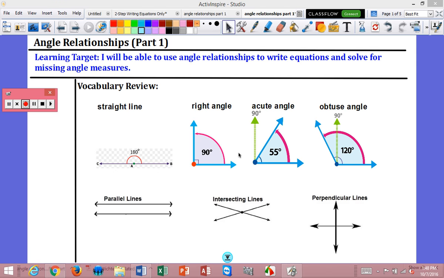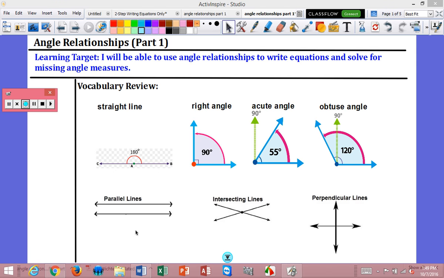So let's go ahead and review the vocabulary. First we have a straight line, and the main thing you want to remember about any straight line is that it's going to measure 180 degrees. Right angles measure 90 degrees. Acute angles measure less than 90 degrees. And obtuse angles measure more than 90 degrees.